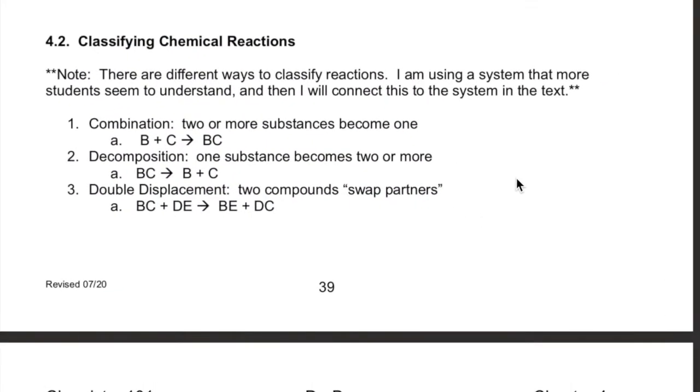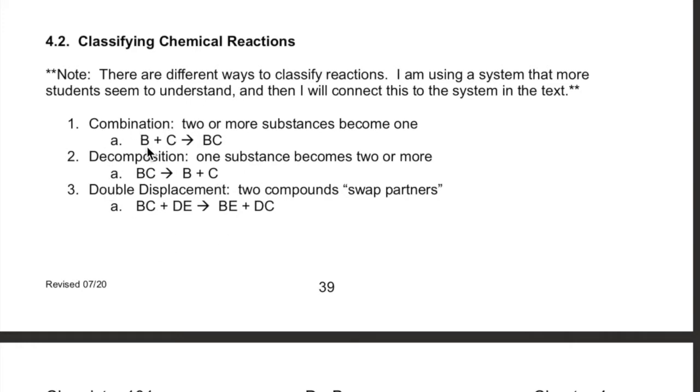Let's look at classifying different types of chemical reactions that you can have. This first way to classify chemical reactions is different from the one listed in your text, but it's one that students tend to have an easier time with, so I wanted to take a look at it. If you have more than one starting material becoming just one product, that is a combination. They're coming together. If, on the other hand, one starting material is becoming more than one product, that is decomposition, breaking apart.